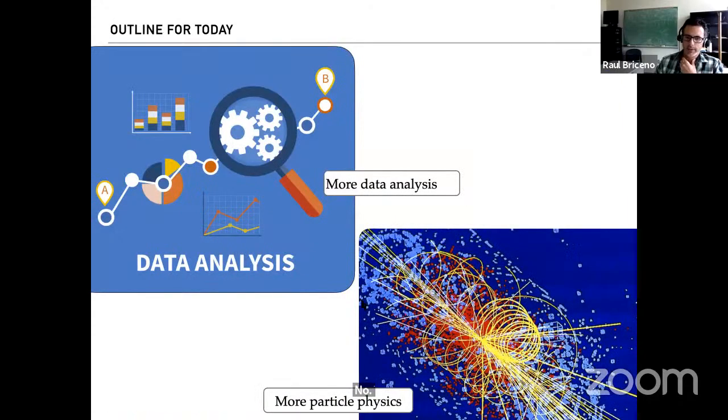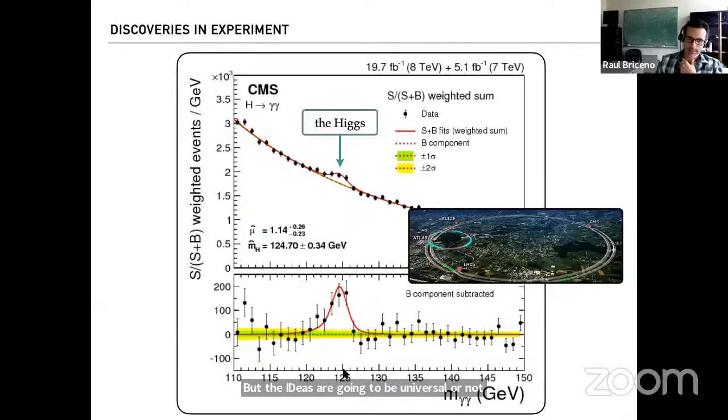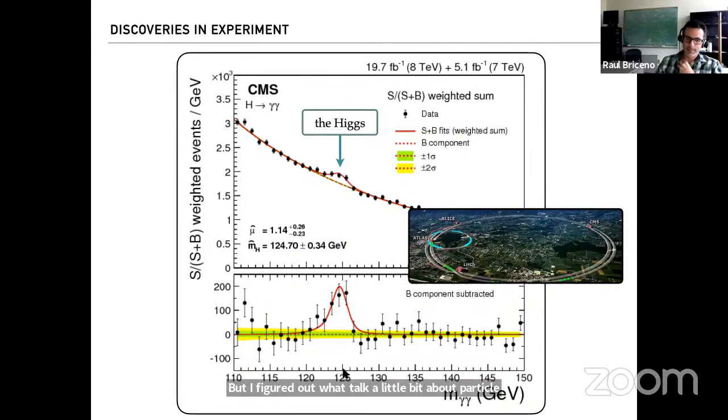So like I said, today we're going to do basically more data analysis, and we're going to do a little bit more particle physics because it's fun. But the ideas are going to be universal. They're not just relevant for particle physics. But I figured I would talk a little bit about particle physics because I love it. And so I'm going to tell you about essentially how do we discover particles? How do we know that when we see these kinds of behavior in scattering experiments, what do those scattering experiments mean? And how do we deduce the presence of some particle in there?